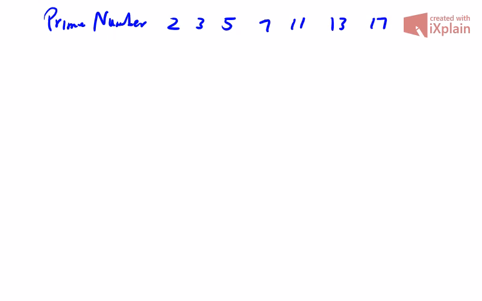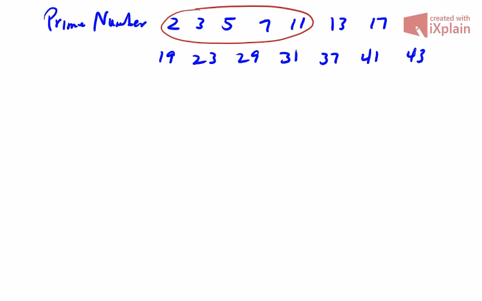17, 19, 23, 29, 31, 37, 41, and 43, and on and on and on. For this particular course, all we'll have to really focus on are 2, 3, 5, 7, 11. Those are the ones we'll focus on.